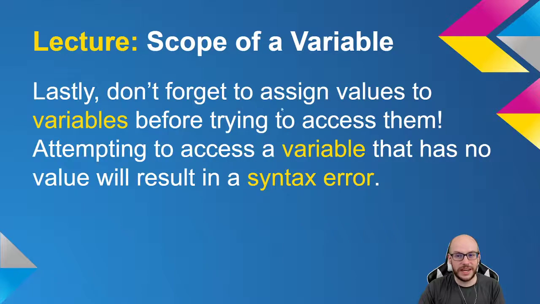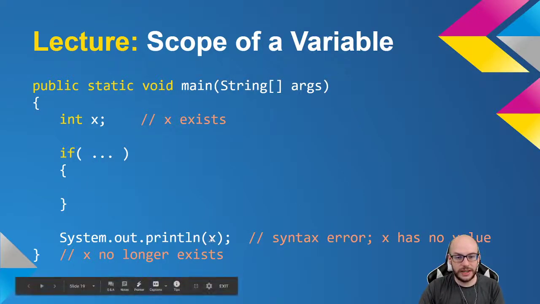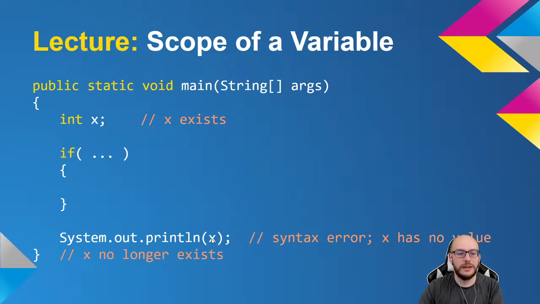Lastly, don't forget to assign values to variables before trying to access them. Attempting to access a variable that has no value will result in a syntax error. If we're going to be declaring variables at different spots and letting their scope overlap, well, you've got to kind of keep track of them. Here I've declared X inside of the main method, but I never actually give it a value. As you can imagine, here I just have an if statement, but what if there's a lot of code here, several hundred lines of code, and then later on I try to access X, I try to print it. Well, I just never gave it a value.